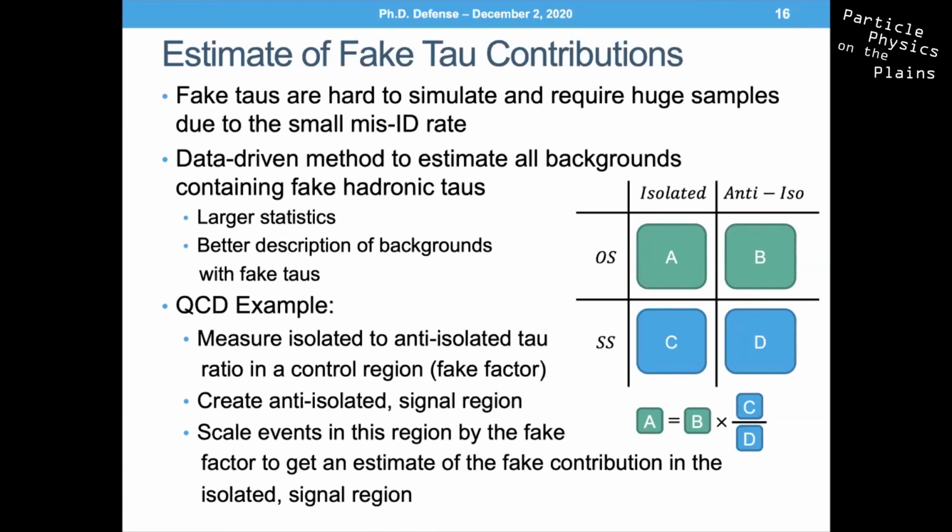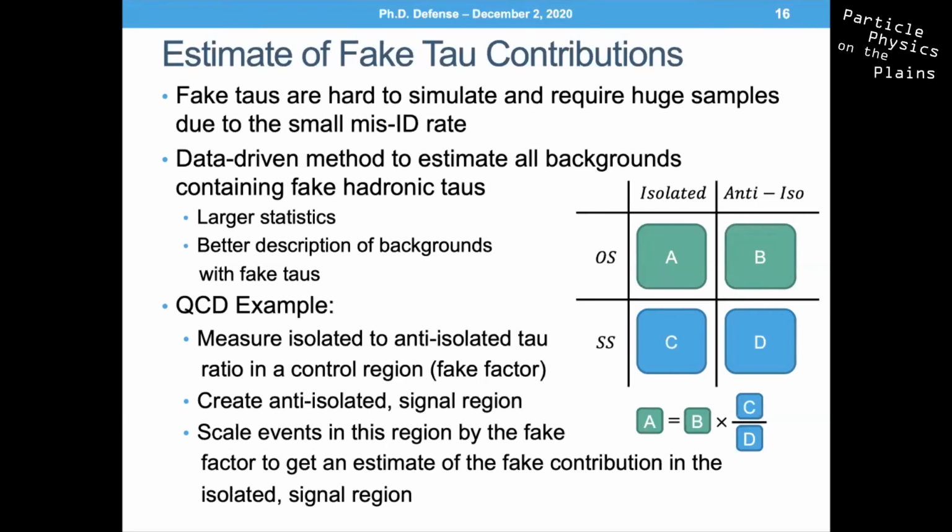And so we want to do this because fake taus are first difficult to simulate, and second, since we've got a really good DeepTau algorithm and the misidentification rate is so low, you have to produce very large Monte Carlo samples to actually get a decent sized sample of events with a jet actually successfully faking a tau. So instead we use the data-driven method, which provides us much larger statistics. And just like the embedded samples, it gives us a better description because these things are coming straight from data.